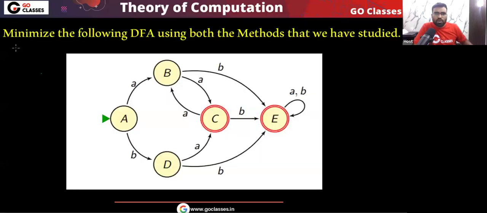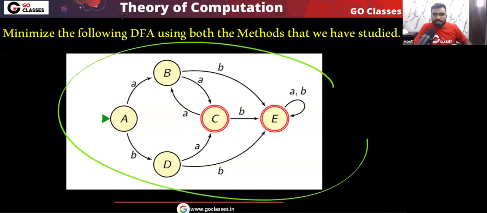Can I give this question as homework? Minimize the following DFA using the methods that we have studied so far. So far, we have seen two methods for minimization of DFA. One is using the definition of distinguishable states and equivalent states. The other, method number 2, is the partition algorithm. So, can I give you this question as homework? Apply both the methods and try to get the minimal DFA. Okay.